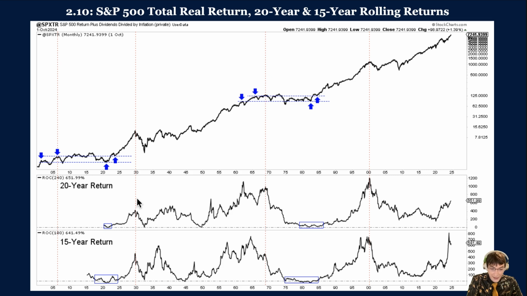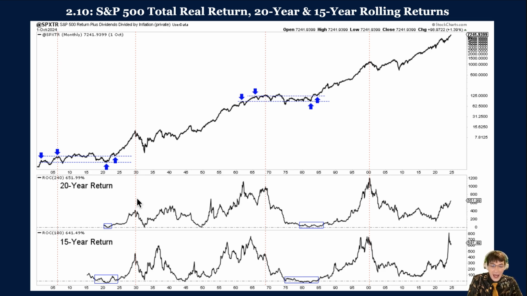Figure 2.10. In Figure 2.10, we plot an index showing the total real return of the stock market dating back to 1900. The chart includes the rolling 20-year return and rolling 15-year return. The vertical red line marks the start of the four secular bear markets. The inflationary secular bear markets of 1906 to 1921 and 1968 to 1982 ended worse than those of 1929 to 1942 and 2000 to 2009.